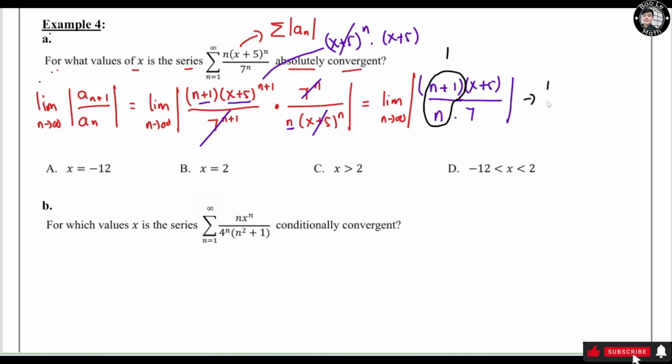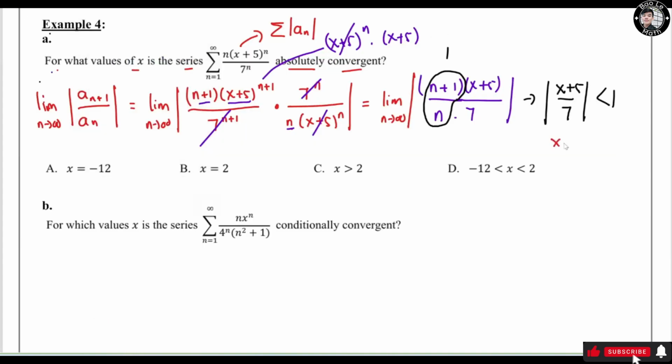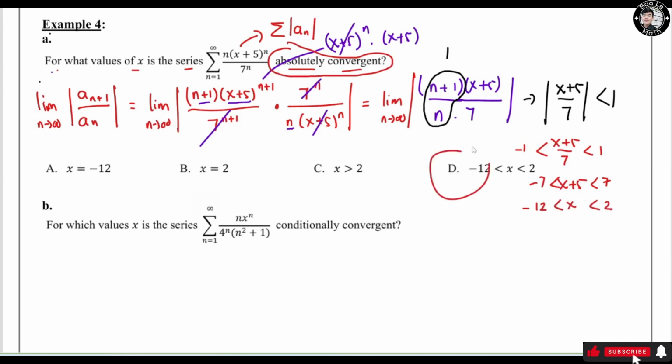And we need this (s+5) over 7 less than 1, by the ratio test right here. That would be the same thing as (s+5) over 7 less than 1 and greater than negative 1, right? So it's going to be s plus 5 less than 7 and greater than negative 7. Subtract 5 from both sides, so it's going to be negative 12 less than s less than 2. So the answer must be D.